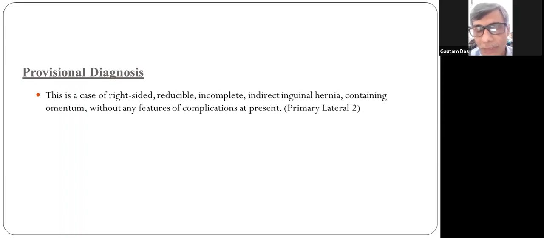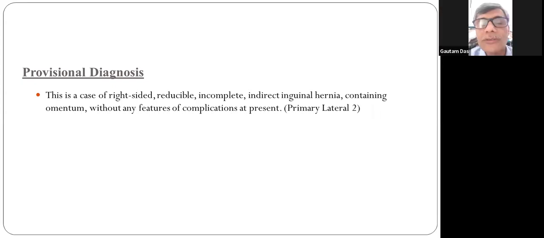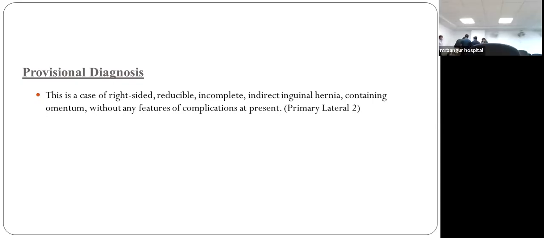So then, if it is not reduced spontaneously, what will you do to see its reducibility? First, we ask the patient to reduce it on his own. If the patient is not able to, then we try to reduce the swelling by the method of taxis. Can you show it? Yes, sir. So we ask the patient to be in the supine position.